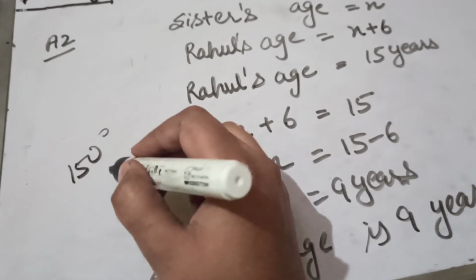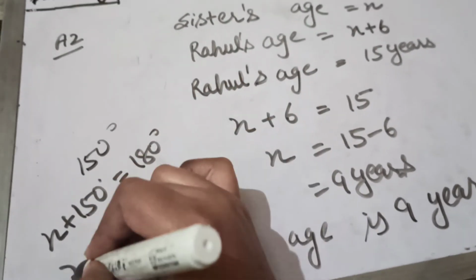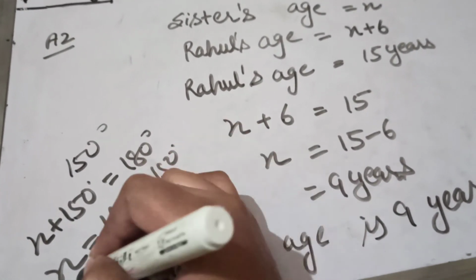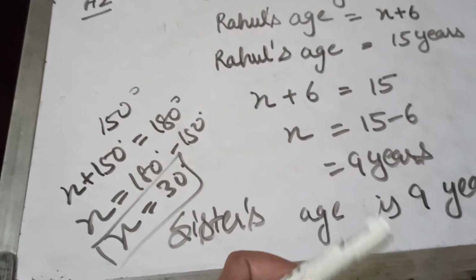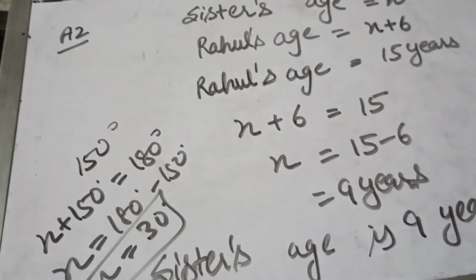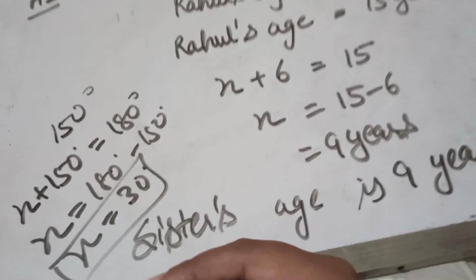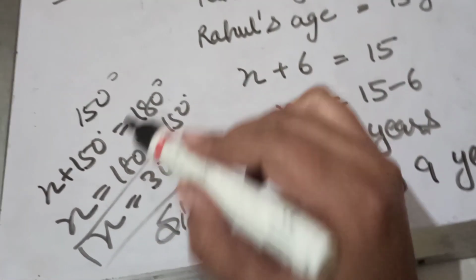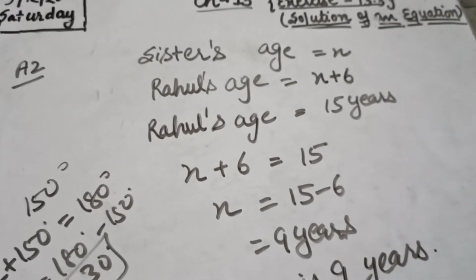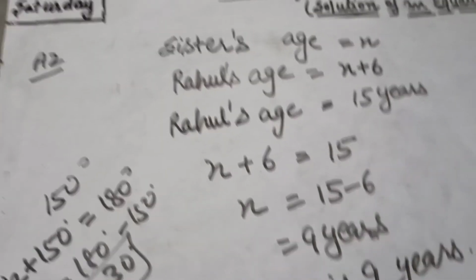150 and sum of all 3 angles, x plus 150 degree equals 180 degree. So x equals 180 degree minus 150 degree equals 30 degree. Right? So the third angle is 30 degree. But you have to write with proper statements. Like the sum of 2 angles is 150 degree. Let the third angle be x. And the sum of all the angles is equal to 180 degree. Clear, students? You have to learn how to make statements like this from the question.